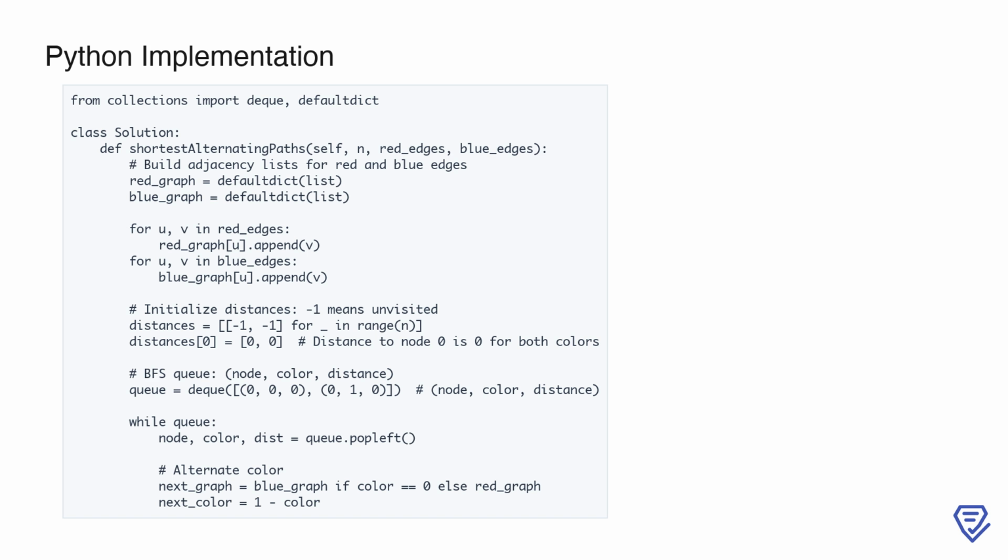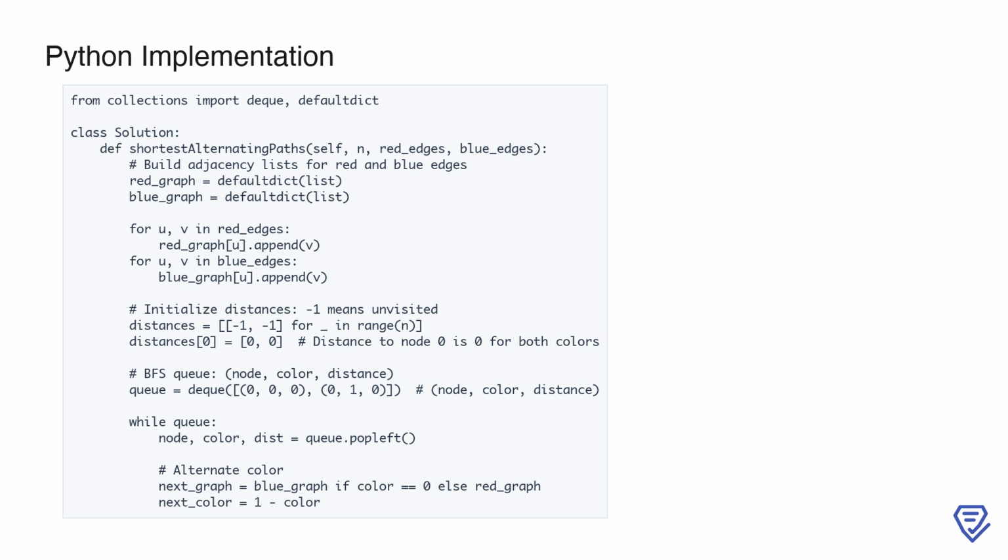To solve the problem, we start by importing the necessary libraries, deque and defaultdict, from the Python collections module. These will help us manage the graph traversal and adjacency lists efficiently. Within our solution class, we define the function shortestAlternatingPaths that receives the number of nodes n, along with the red and blue edges as input. The first step is to construct separate adjacency lists for the red and blue edges using defaultdict. This allows us to store the graph structure in a way that's easy to traverse based on edge color.